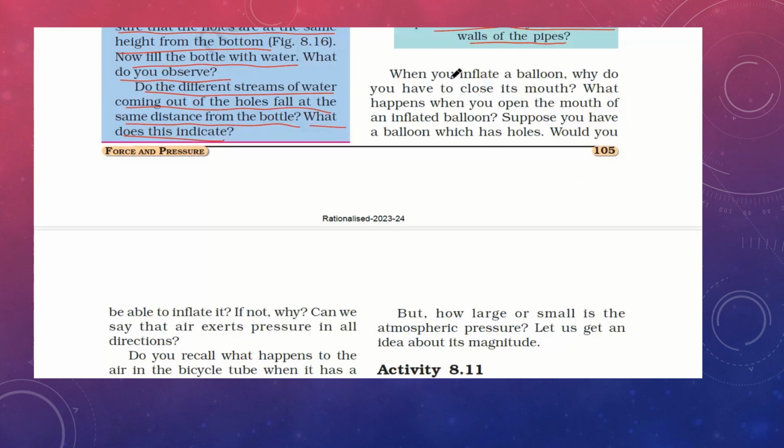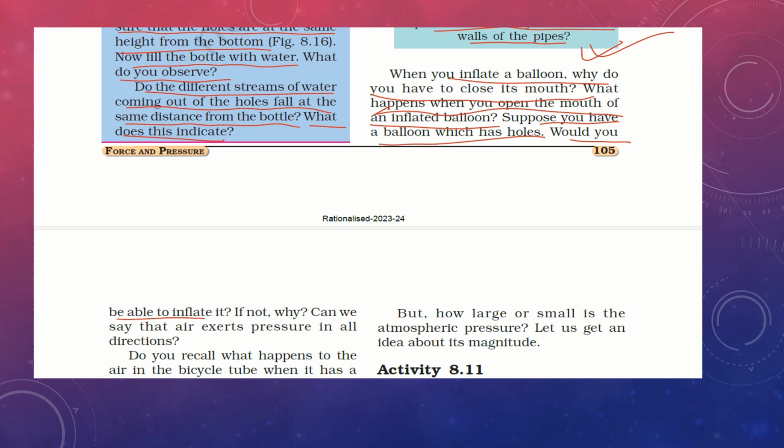So when you inflate a balloon, why do you close its mouth? What happens when you open the mouth of an inflated balloon? Suppose you have a balloon which has holes, would you be able to inflate it? So many questions are there. Till now we have completed our queries on water or liquid. Now we have the same questions with air.